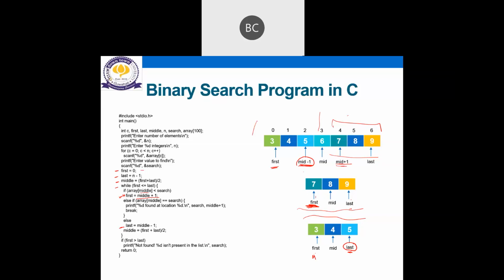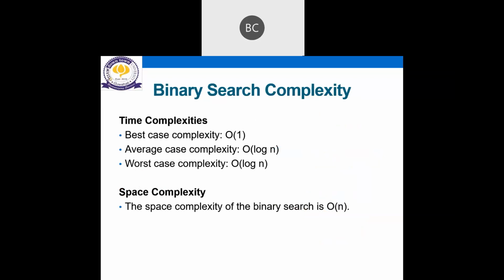So what will be the complexity? In this problem, we have a while loop and an if statement. While you can just relate to the for loop as well. See, the time complexity for binary search: best case is O(1). When will it be O(1)? Can you tell me?